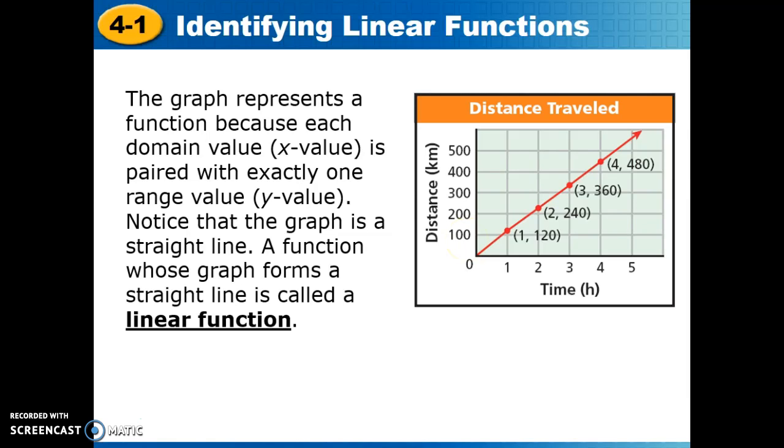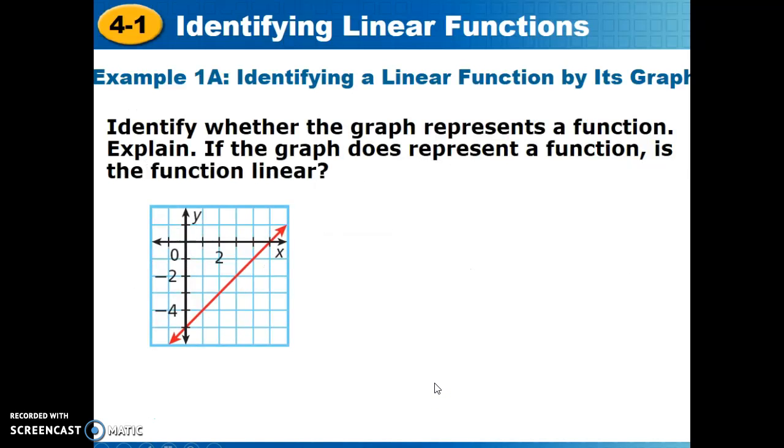It says the graph represents a function because each domain value, each x value, is paired with exactly one y value. Notice the graph is a straight line. A function whose graph forms a straight line is called a linear function. Identify whether this graph represents a function. Explain. If the graph does represent a function, is the function linear?